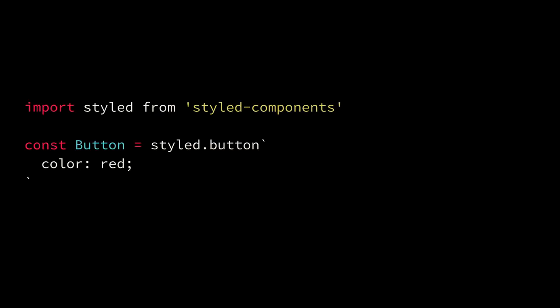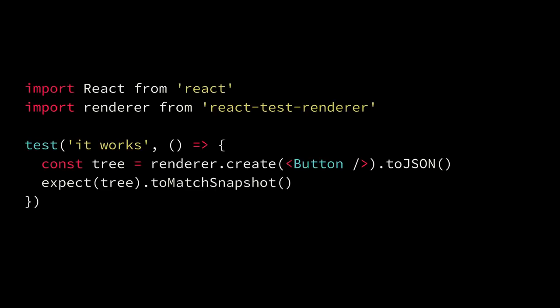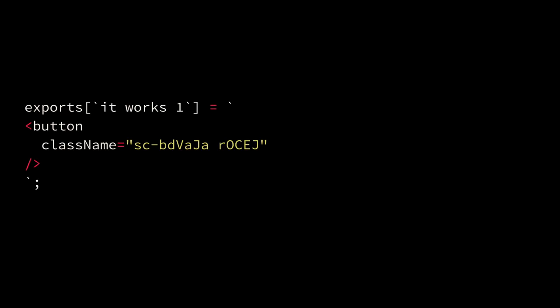You generate a component, for example a button, using the styled function. This is going to render a button element in the UI, but you can also define the style that this button is going to have. This button is going to have the color red. When you want to test it, you import React and the renderer, you create the tree, and you expect the tree to match the snapshot. And this is going to be the snapshot.